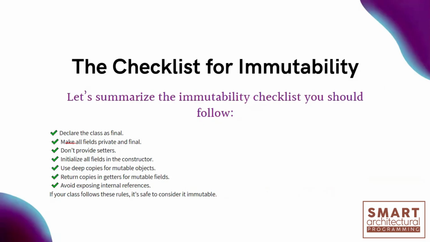You need to declare the class as final. You need to make all fields private and final. Don't provide setters. Initialize all fields in the constructor. Use deep copies for mutable objects. Return copies in getters for mutable fields. And avoid exposing internal references. If your class follows these rules, it's safe and it's considered immutable. And I think with that, we're going to wrap up this video.